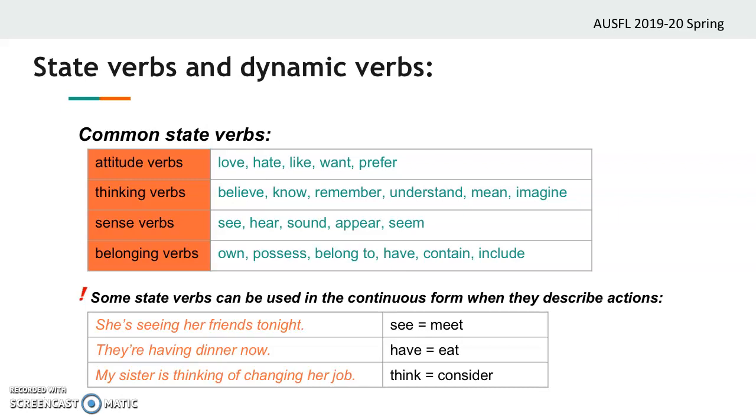And finally, my sister is thinking of changing her job. Here, the verb think describes the act of considering something. You can see more examples of those state verbs that can be used in the continuous form in your supplementary packs, page 21.